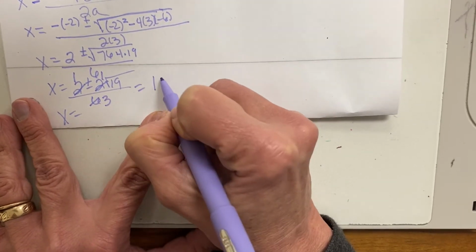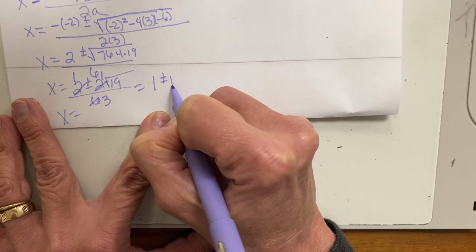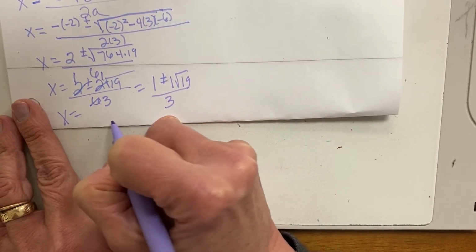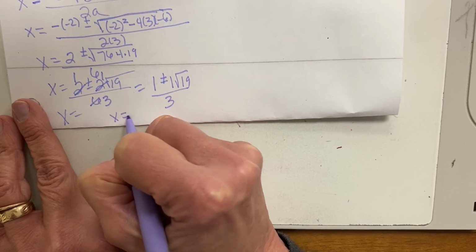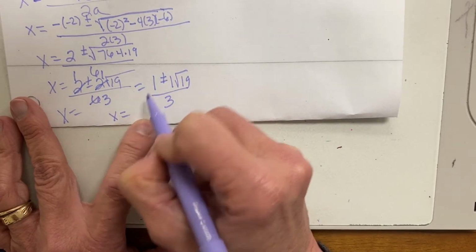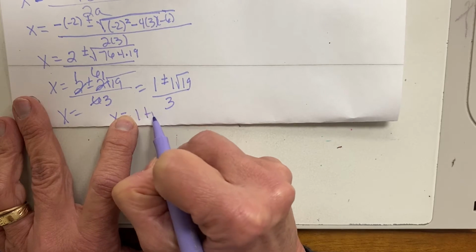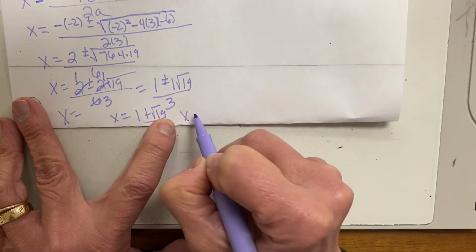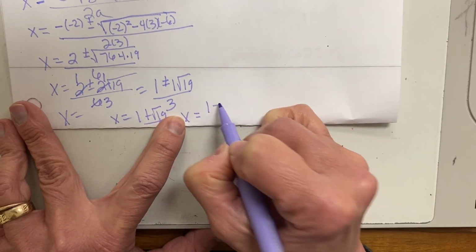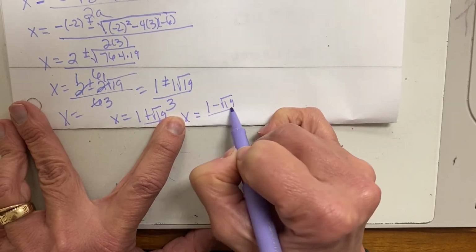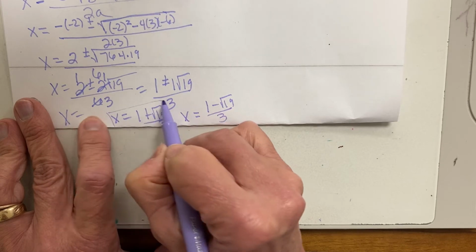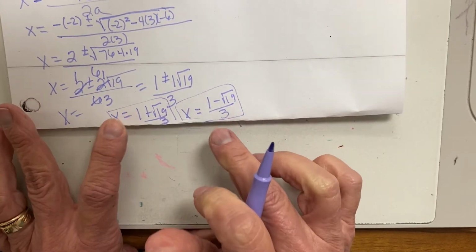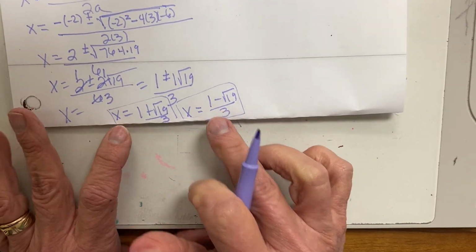So this is going to be 1 plus or minus 1 square root of 19 all over 3, which is equal to x. So then I will write that as 1 plus the square root of 19 all over 3. And it's going to be x is equal to 1 minus the square root of 19 all over 3. So those are my roots right there. So this is in reduced radical.